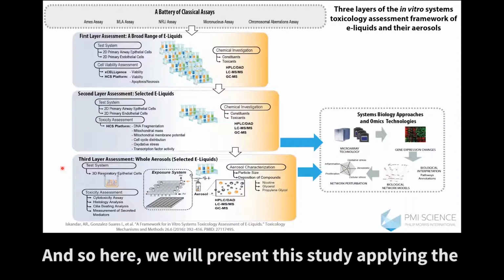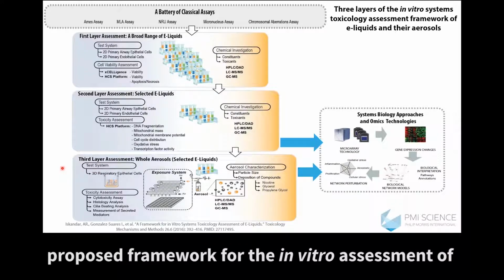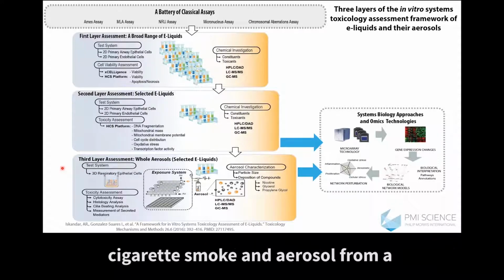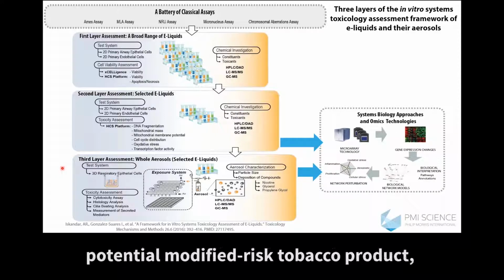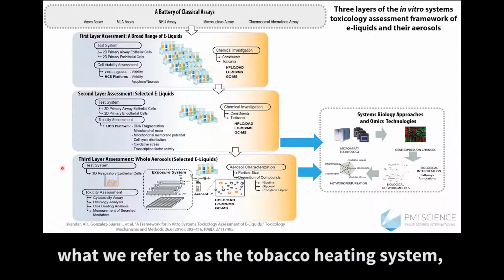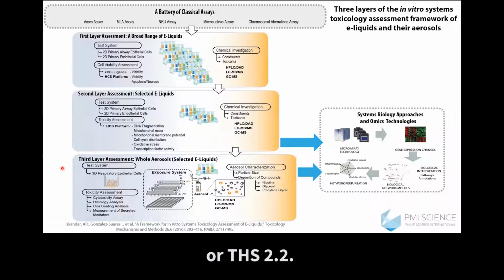And so here we will present case studies applying the proposed framework for the in vitro assessment of cigarette smoke and aerosol from a potential modified risk tobacco product, what we refer to as the tobacco heating system, or THS 2.2.